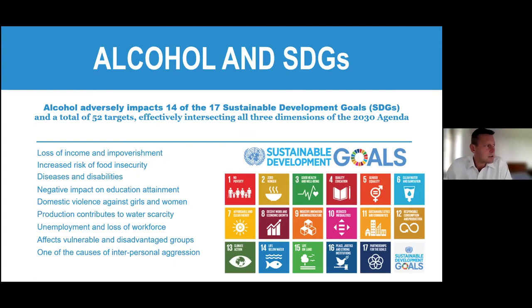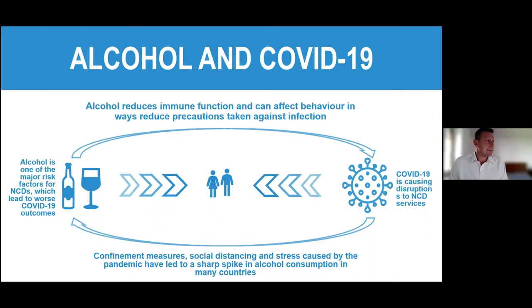And then again, this one restates a lot of what Kristina presented earlier, but just the interlinkages between alcohol and these other SDG issues that a lot of people might not think of immediately, these strong linkages, but really 14 of the 17 goals being adversely affected by alcohol and all of these specific pathways listed here on the left. I'm happy to share the slides after because I know I'm going pretty quick.